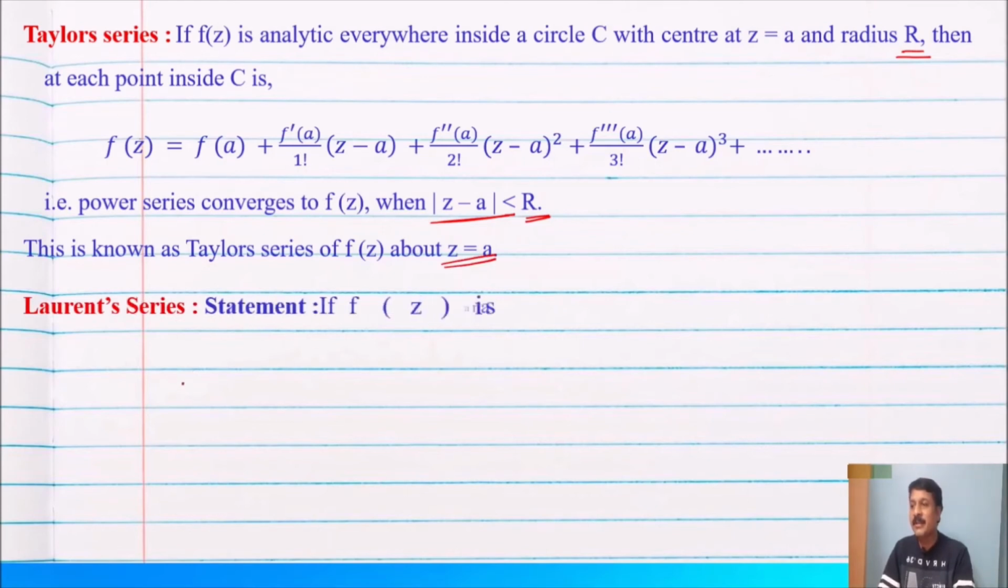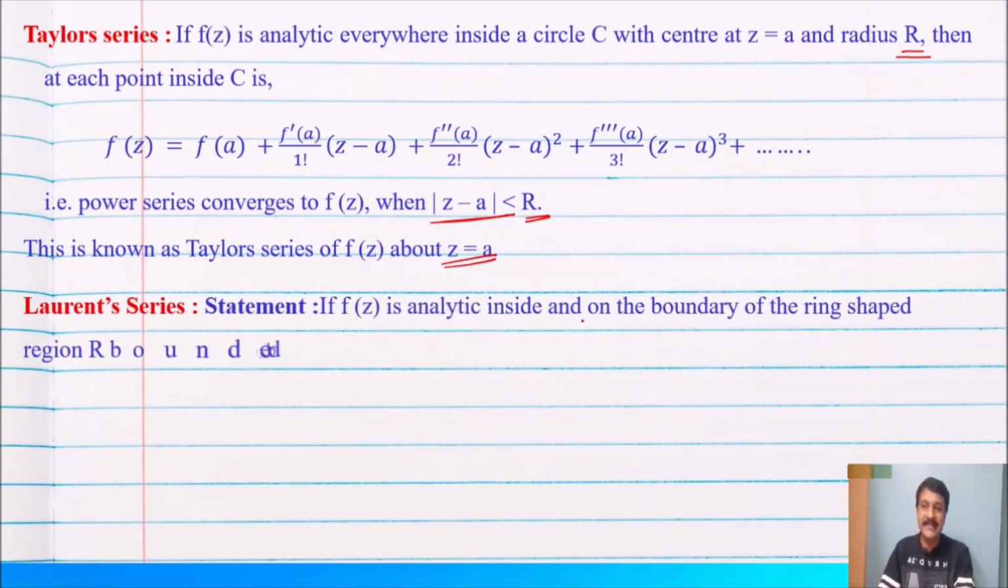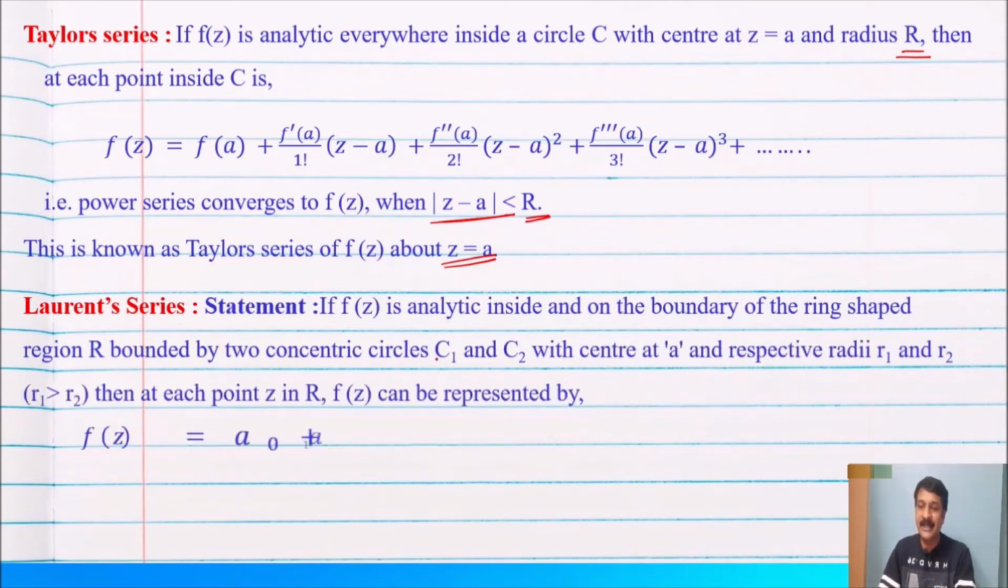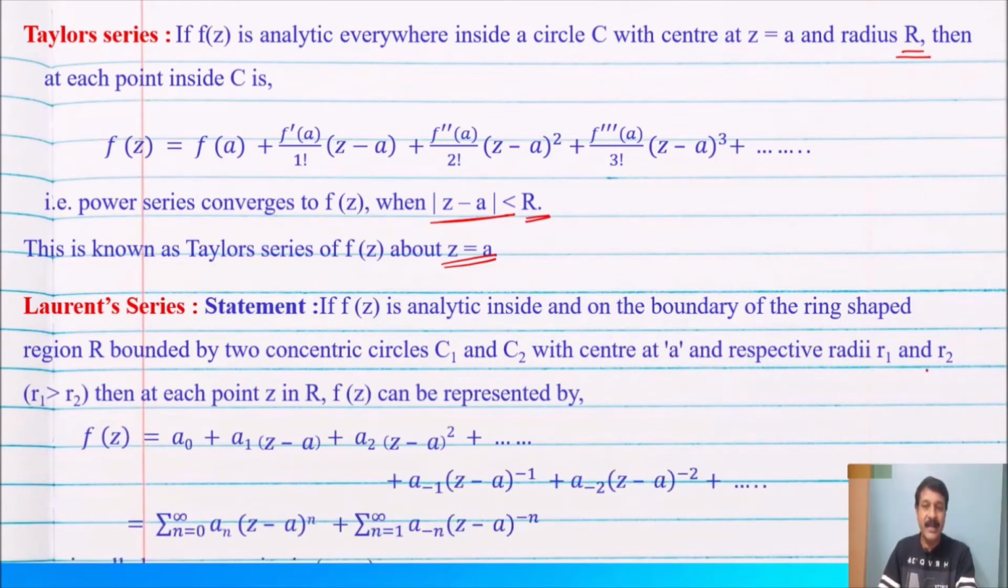Also, you remember here the Laurent series. If f(z) is analytic inside and on the boundary of the ring, say region R, bounded by two concentric circles C1 and C2, with center at a and respective radii R1 and R2, where R1 is greater than R2, then at each point z in R, f(z) can be represented by f(z) equal to a0 plus a1 (z minus a) plus a2 (z minus a) square plus dot dot dot plus a suffix minus 1 (z minus a) raised to minus 1 plus a suffix minus 2 (z minus a) raised to minus 2 plus dot dot dot. It means that all positive and negative powers of z minus a appear with this suffix.